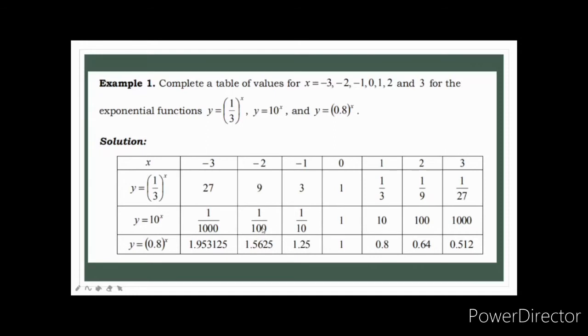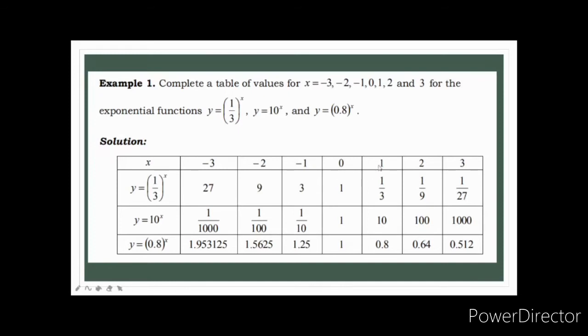For x is negative 1, we substitute negative 1 for x. Y is equal to 10 raised to negative 1. That becomes 1 over 10. For x is equal to 0, y is equal to 10 raised to 0. Any number raised to 0 is positive 1. So the answer is positive 1 here.